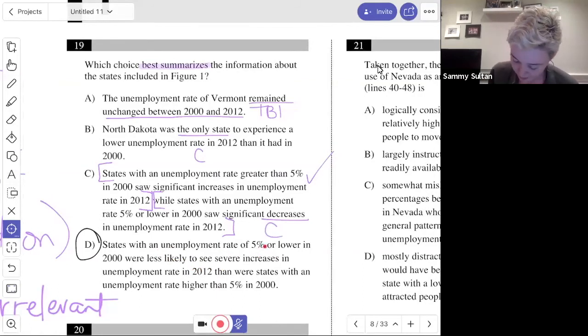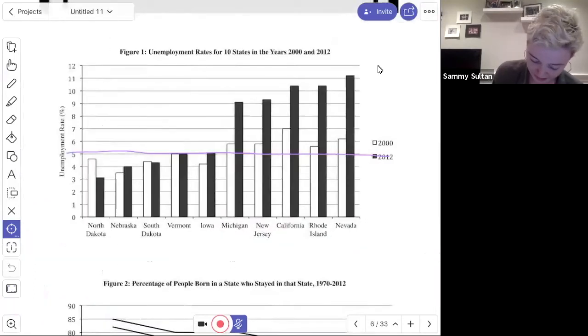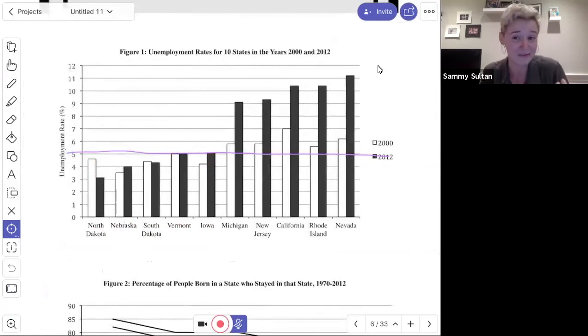States with unemployment rate 5% or lower. All right, so that was these states: North Dakota, Nebraska, South Dakota, Vermont, Iowa. All these ones that had the shorter 2000 unemployment rate, okay? Only one of them saw, I guess you would call that a significant increase. I don't know what you would call a significant increase, but definitely these are more significant, right? These are really big jumps comparatively.